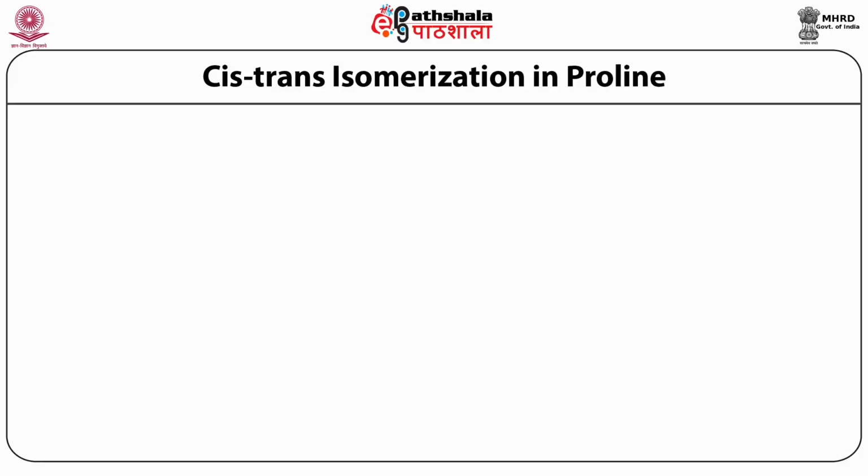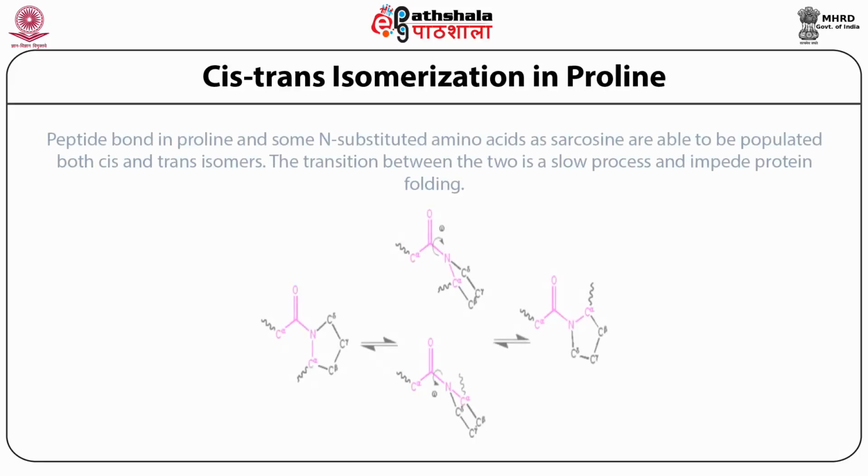Cis-trans isomerization in proline and some unsubstituted amino acids such as sarcosine are able to be populated both in cis and trans isomers. The transition between the two is a slow process which impedes protein folding.